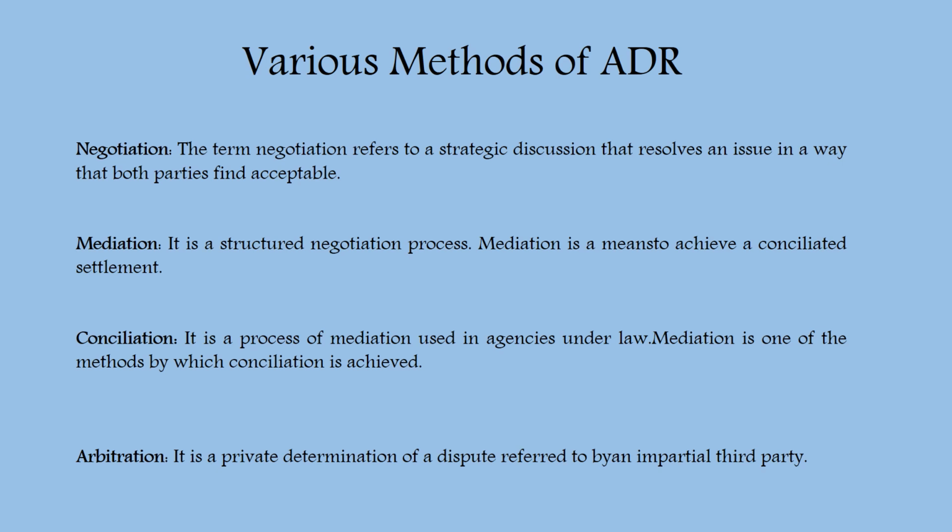The next method of alternate dispute resolution is arbitration. Arbitration is basically the resolution of a dispute by an impartial third person who decides and resolves the conflict between the two parties, and this is the binding method of alternate dispute resolution because the award given by the third party is binding on both the disputants.